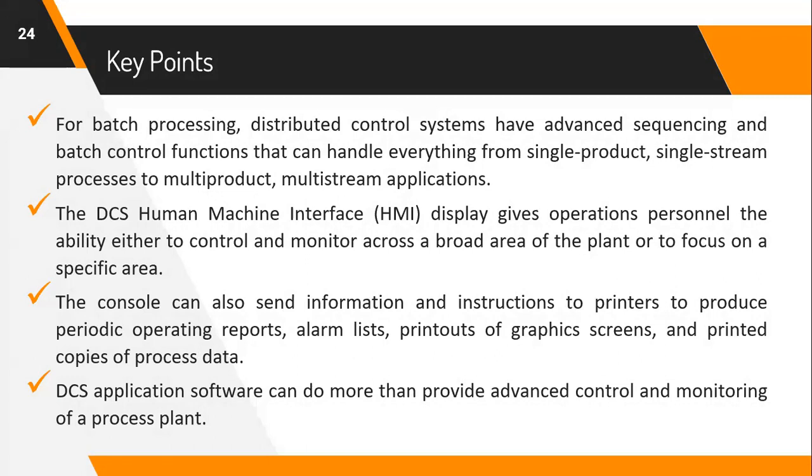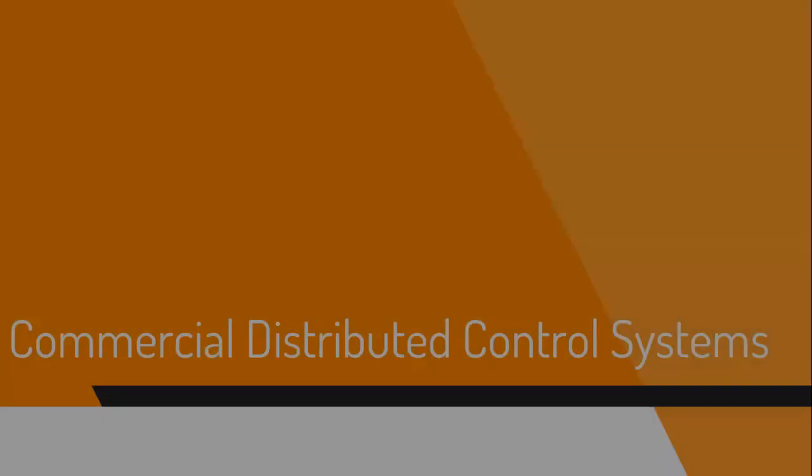The DCS human machine interface, or HMI, displays give operation personnel the ability either to control and monitor across a broad area of the plant or to focus on a specific area. The console can also send information and instructions to printers to produce periodic operation reports, alarm lists, printouts of graphics screens, and printed copies of process data. Also, DCS application software can do more than provide advanced control and monitoring of process plants.